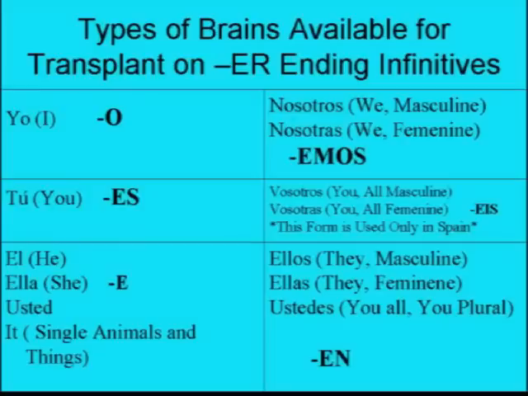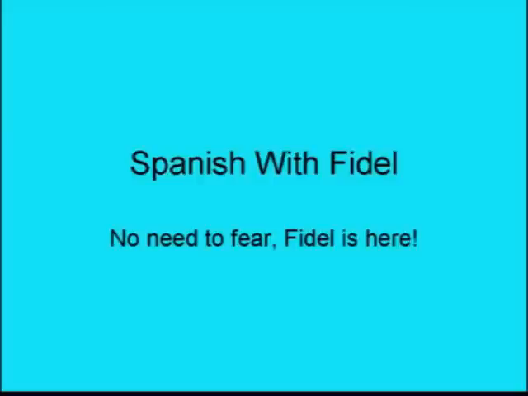When you take off the endings of infinitives to get rid of the word to, you must look at a different brain selection chart for each one to determine which ending you need to apply to the verb. For example, the brain selection chart for ER ending infinitives is as follows. We conjugate infinitives ending in ER the same way as we conjugate verbs ending in AR.